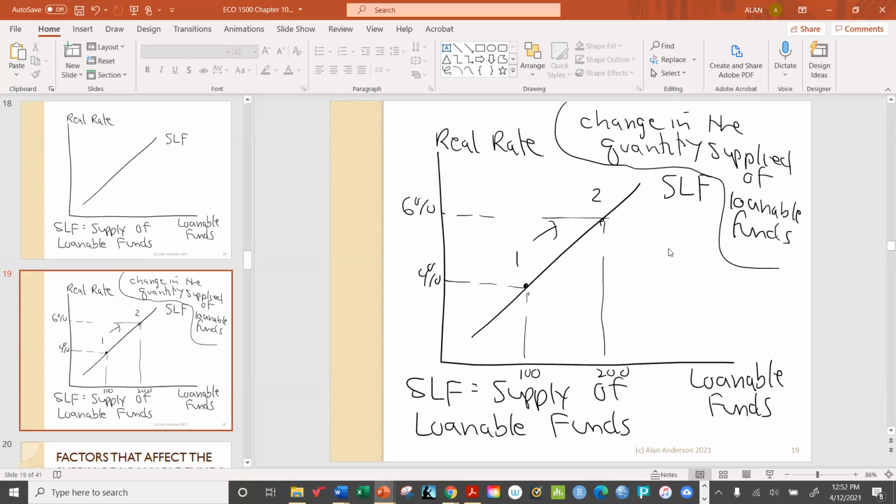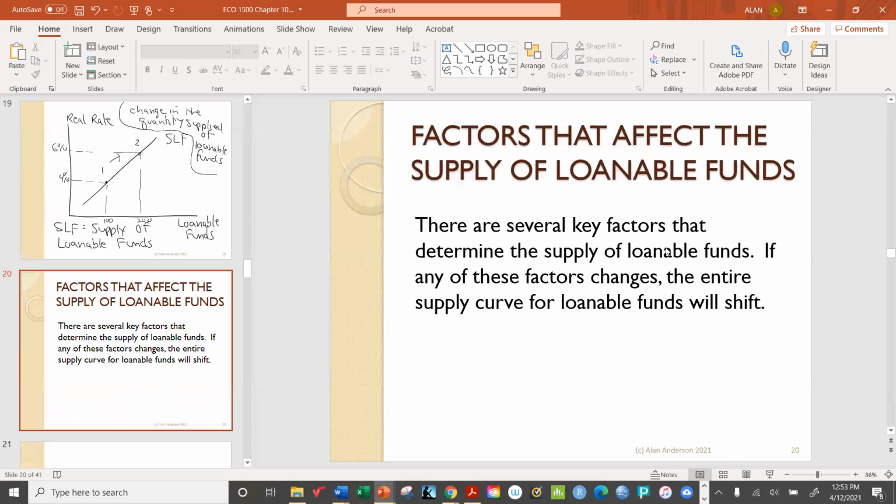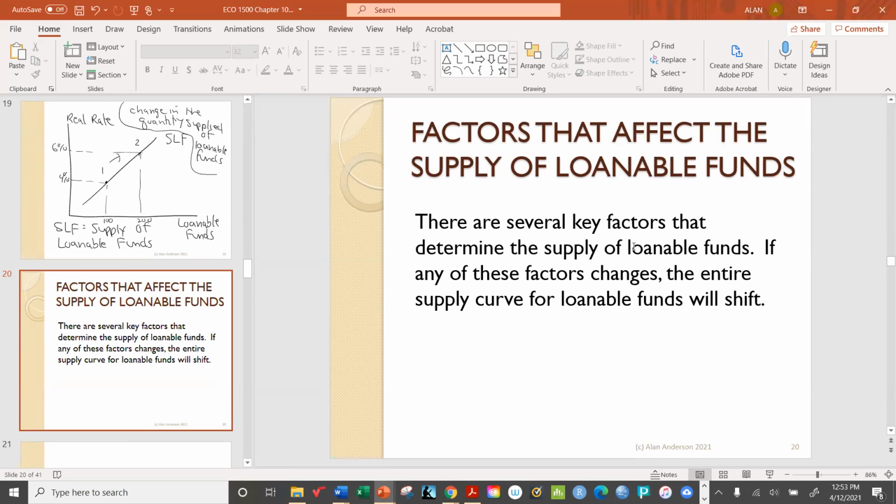All right, so that's a change in quantity supplied. What about the change in supply when some outside factor changes? Well, what kind of factors could affect the supply of loanable funds? It turns out that there's several of them. Unlike with demand, where there was really only the two, here there's other factors that can get involved in determining the supply of loanable funds.